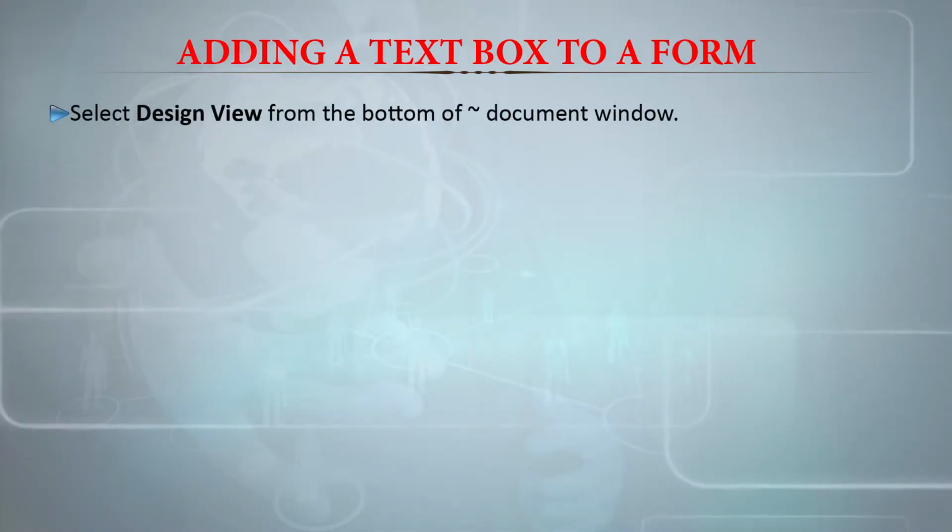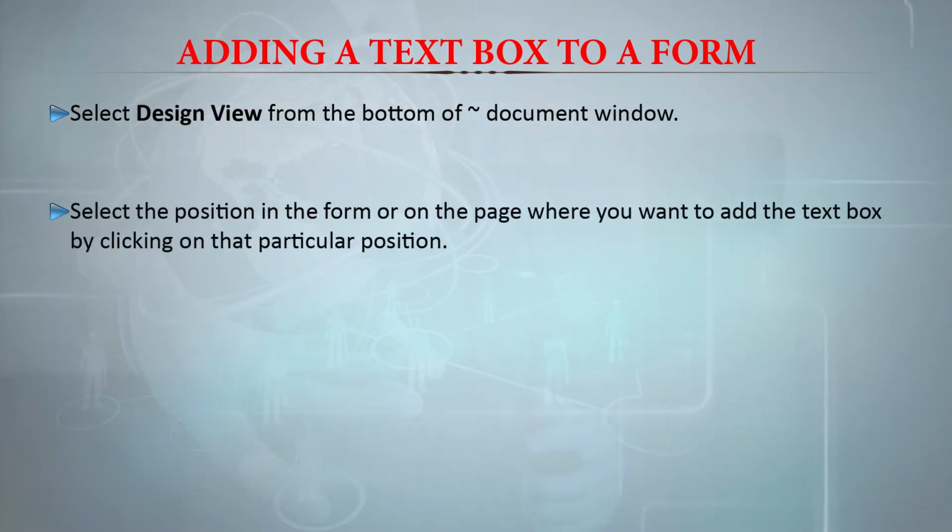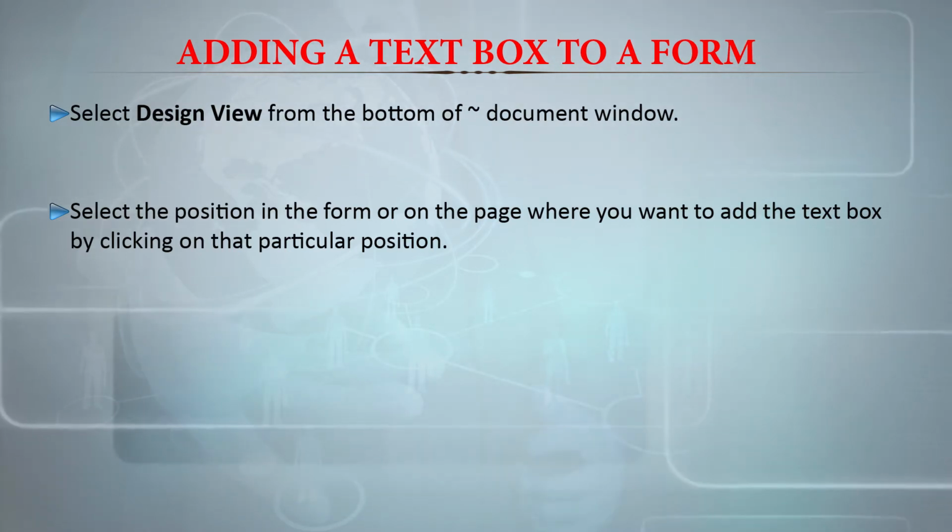Then you will be able to do it on the computer in a couple of attempts or even in the first attempt. It will save you a lot of time, it will increase your productivity, you will be able to design wonderful web pages. So let me say that now we want to add a text box to the form. For that you select the design view from the bottom of the document window, then select the position in the form or on the page where you want to add the text box by clicking on that particular position.